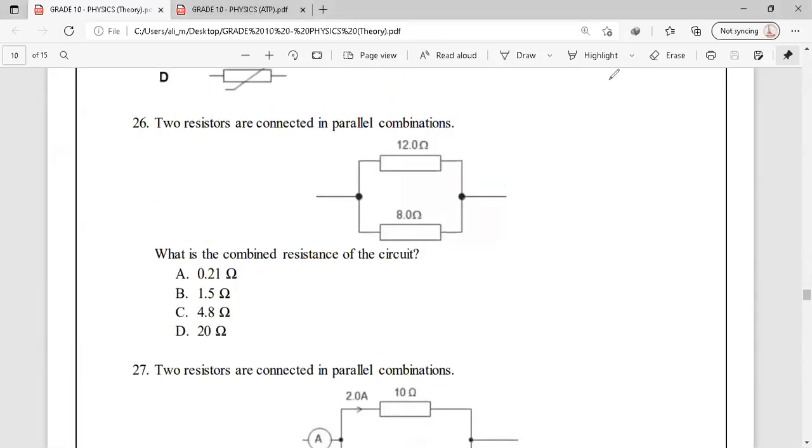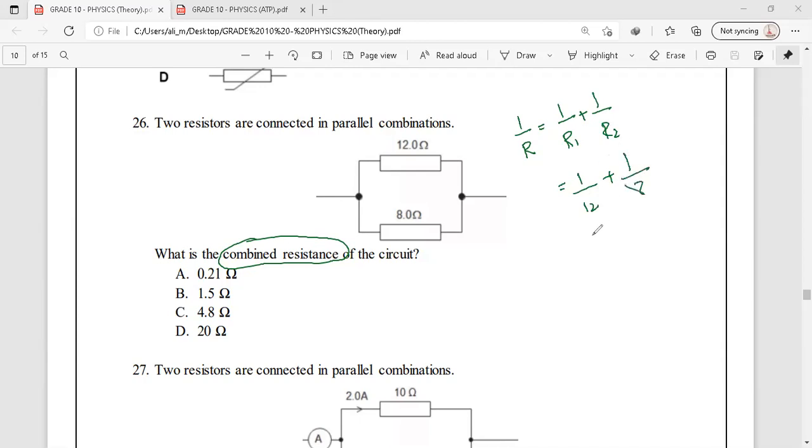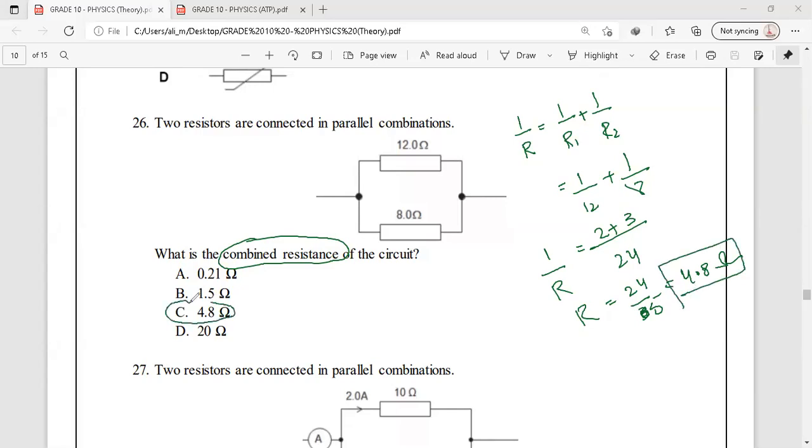Quickly, let's see question number 26. Two resistors are connected in parallel, and we have to find the effective resistance. So the formula for resistance in the parallel combination is 1 over R equals 1 over R1 plus 1 over R2. By solving 1 over 12 plus 1 over 8, the LCM will become 24, so 2 plus 3, 5 over 24, that is equal to 1 over R. So 24 divided by 5 will be equal to 4.8. So the correct answer is option C.